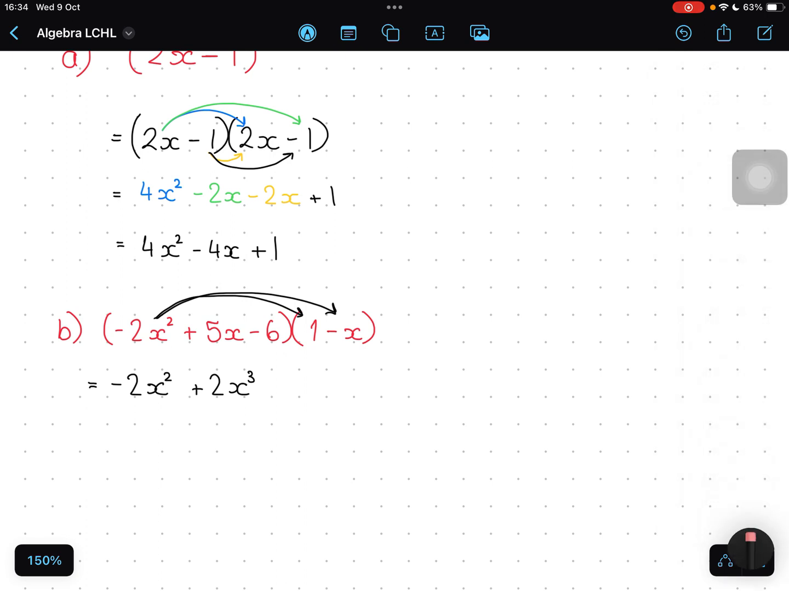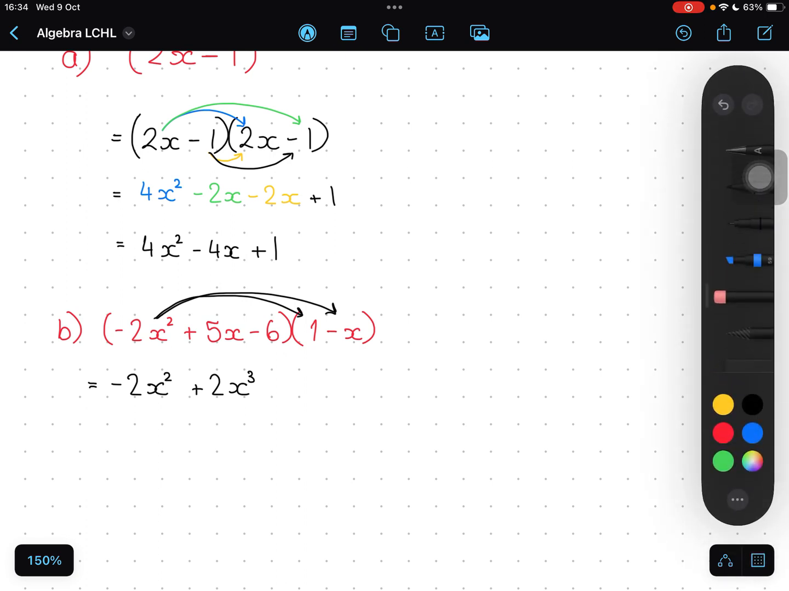Okay, then on to the next part. Okay, so on to then the next part of the first bracket. The 5x has to multiply everything in the second bracket. So I will get plus 5x minus 5x squared. And then lastly, the minus 6 in the first bracket has to multiply by everything in the second bracket so that I get minus 6 and a plus 6x.